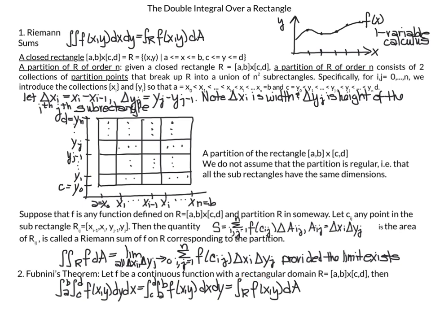And finally, we have Fubini's theorem, which says if we're integrating over a rectangle R, which is x from a to b and y from c to d, then the integral where we take the integral with respect to y first and then x second is the same as the integral if we take the integral with respect to x first and then followed by y. Both are equal to the integral over R with respect to the area A.